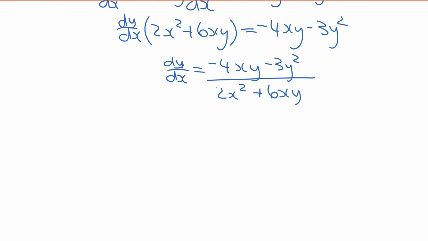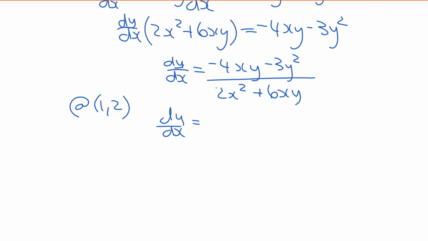Now, how would I find the normal at the point 1, 2? Find the gradient, then take the inverse. Okay, so it was at 1, 2, was it not? Yeah. Okay, so dy by dx at 1, 2.